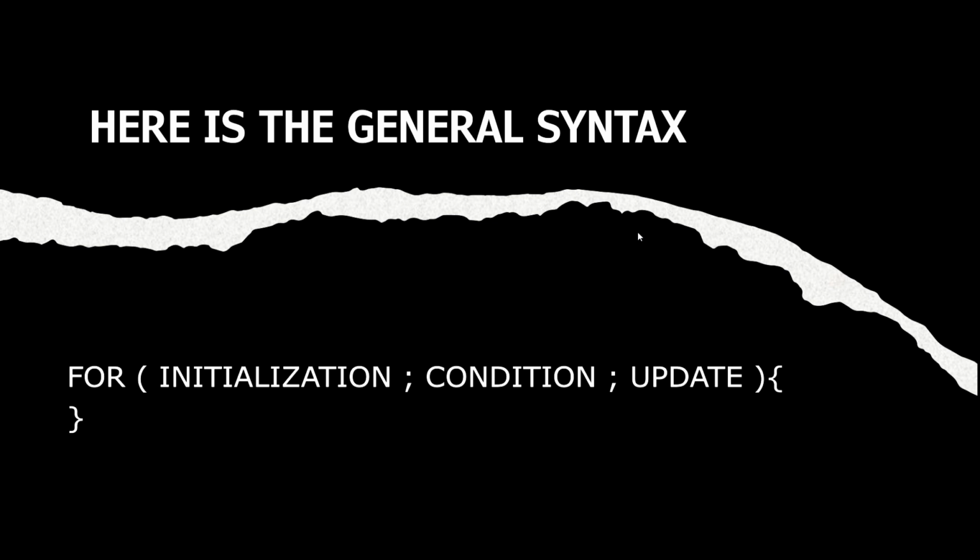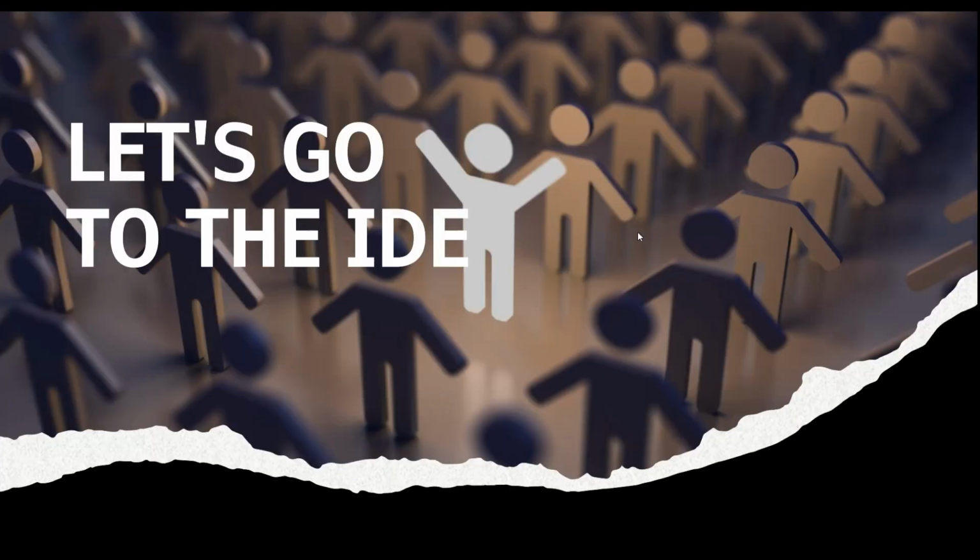So here's the general syntax for the for loop, and as you can see, we have our initialization and then our condition and our update. So let's go to the IDE so I can show you a little bit more about the for loop and show you also how to print a line of 10 numbers.